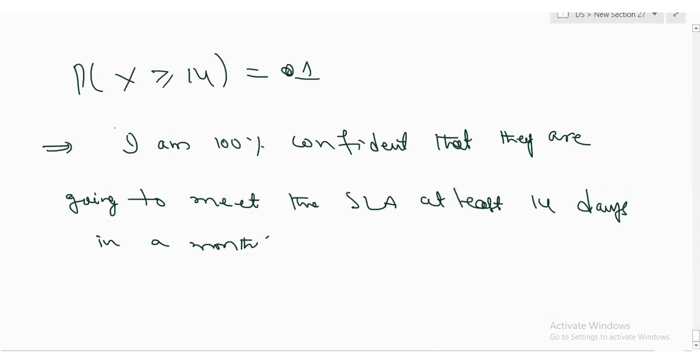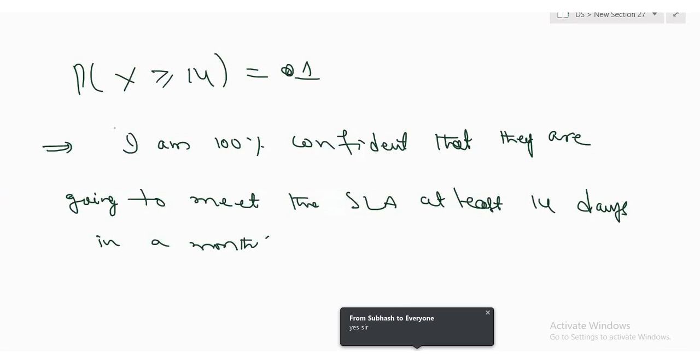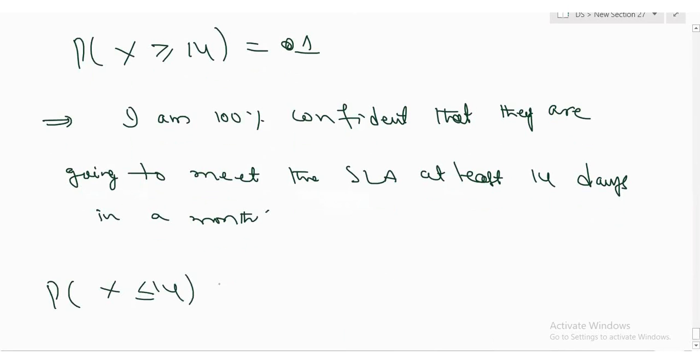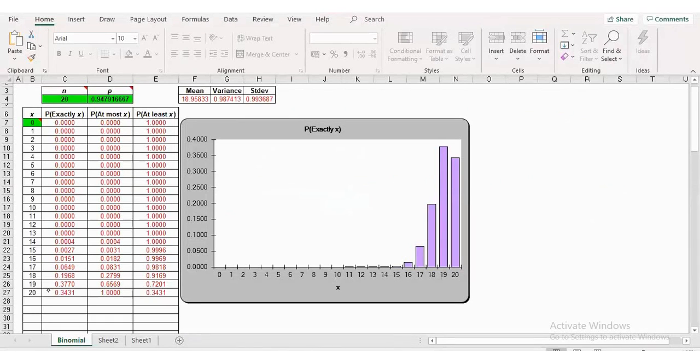At least. Right? You guys understood this? You guys understood this? Now, let's look at this. What is the meaning of this? This should be 0%. Look at this, 0%.